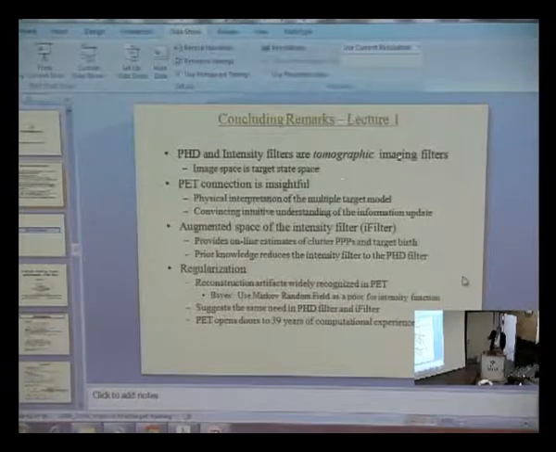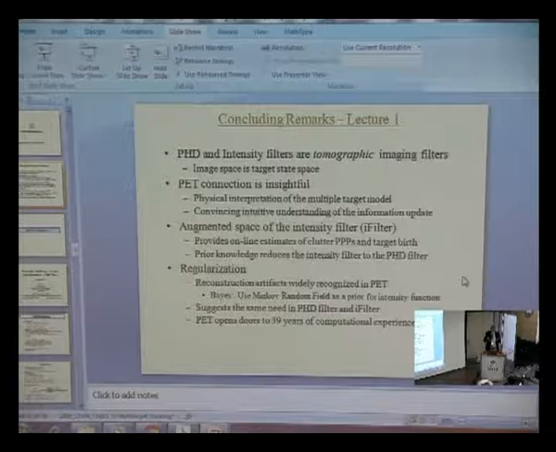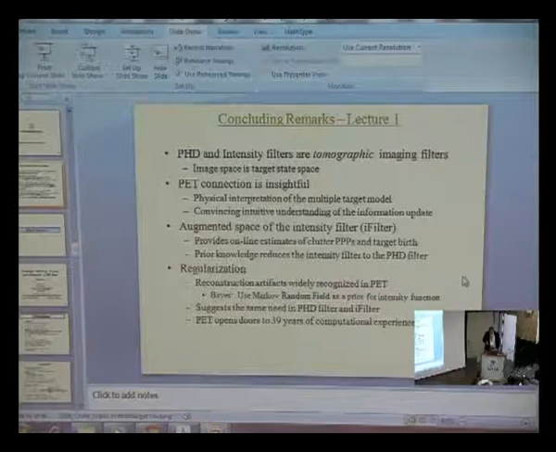So all I wanted to do is convince you with this lecture that the PHD and the intensity filters are tomographic imaging filters. The image space is not a 2D image, it's the dimension of the target state space. So high definition 3D images, Hollywood can wait. This has higher dimensionality. There's a physical interpretation for the target model, which I think is very important. It's not spoken of outside of these kinds of applications. I also introduced the augmented state space as a very good way to proceed with these kinds of problems. Simon Godsill and a few others are now beginning to use this space. Even Ron Mahler has used it.